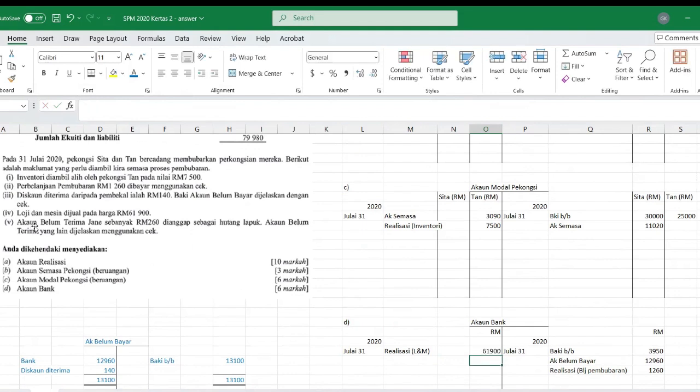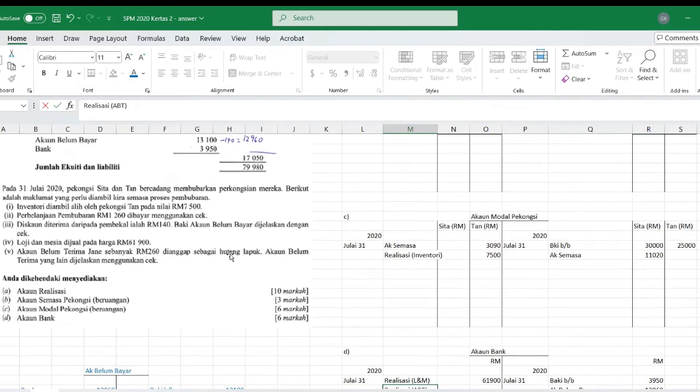So some more. Account belum terima Jane sebanyak dianggap sebagai hutang lapor. Account belum terima lain dijelaskan menggunakan cek. So again, they will receive check for account belum terima. Account realisasi will credit, will debit to bank. Realisasi. So it's for account belum terima. So you have to write out in full if it's your exam. Don't use ABT, write in full.